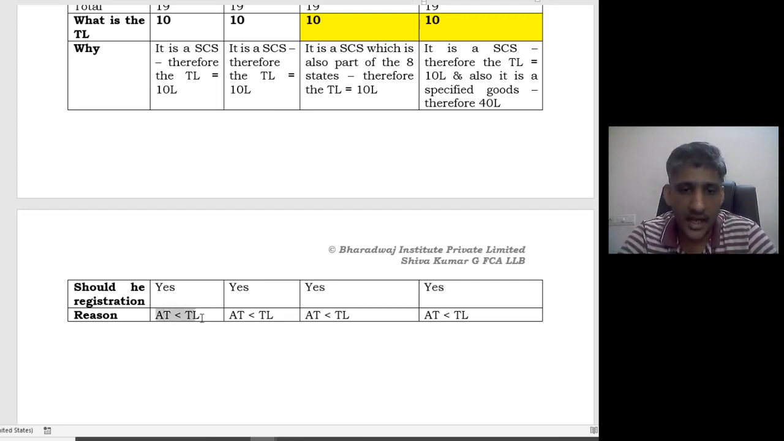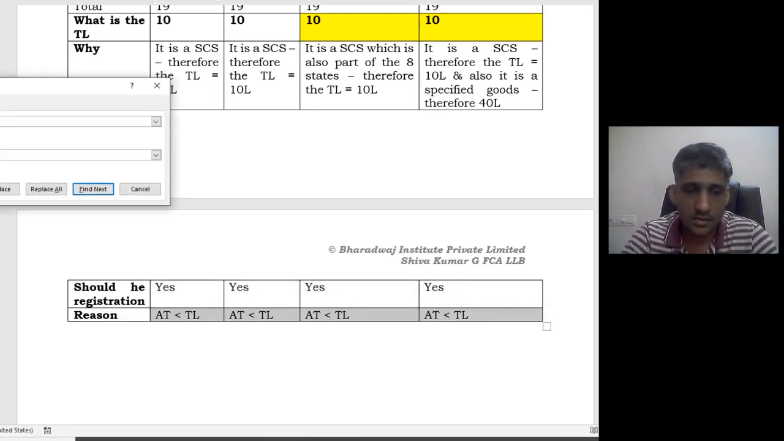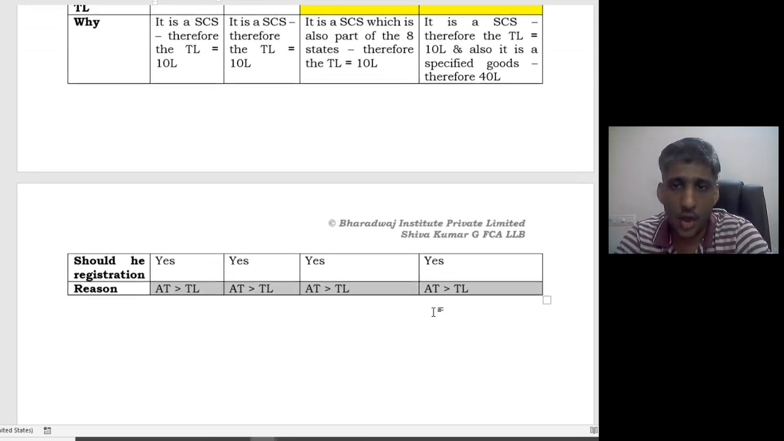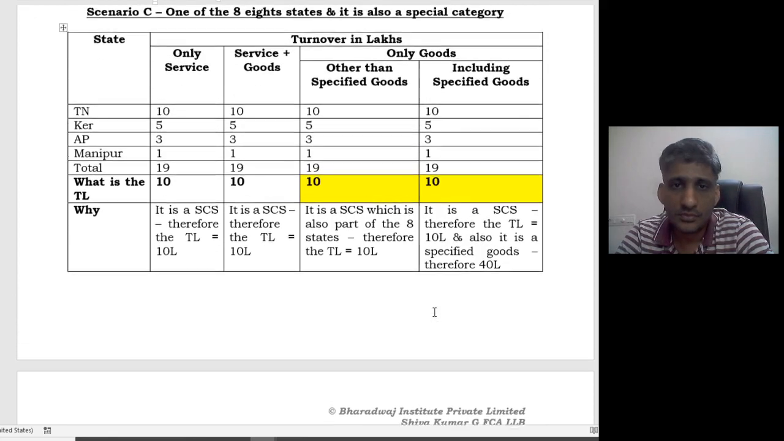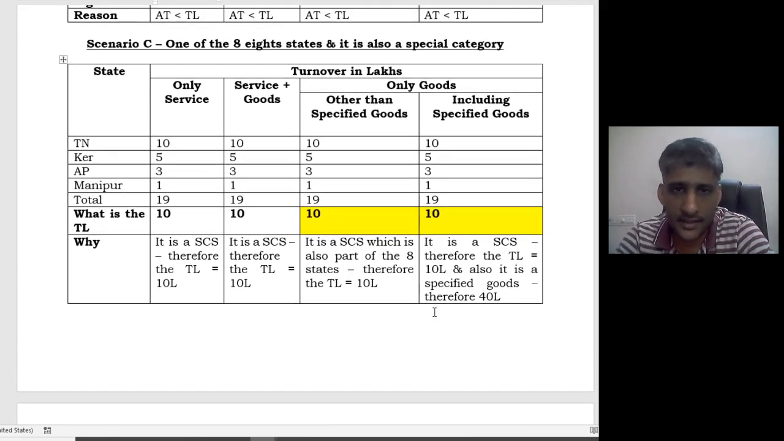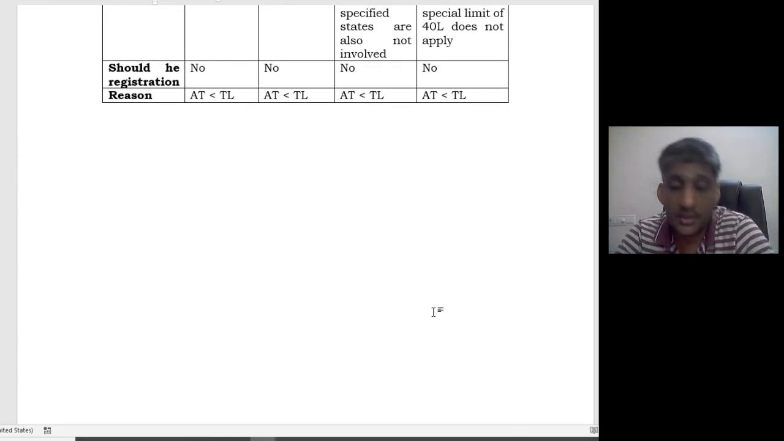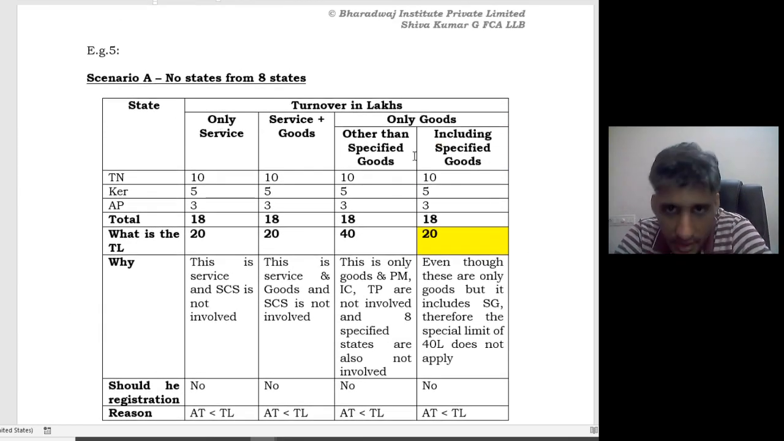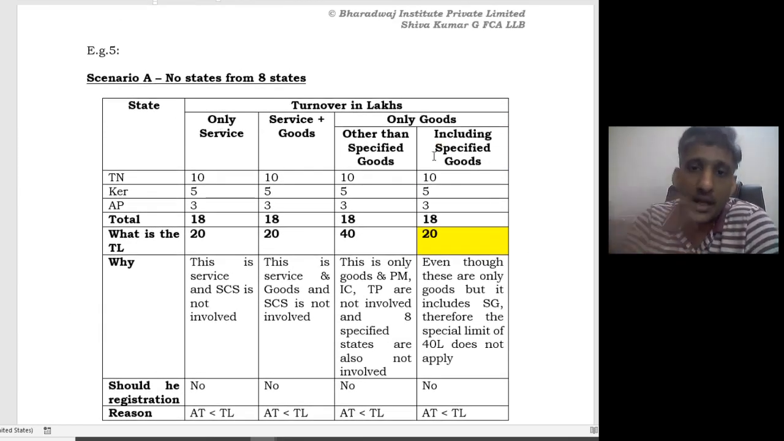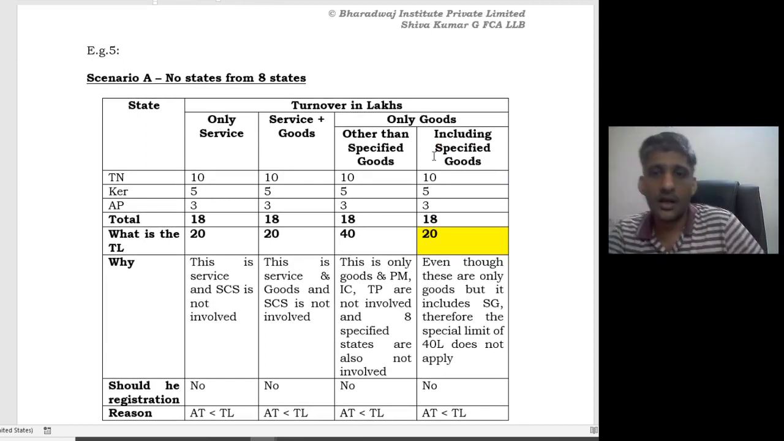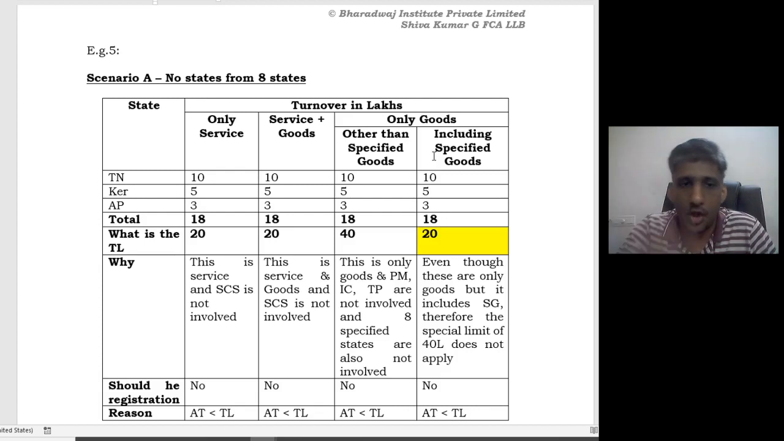Because the aggregate turnover is greater than the threshold limit. Okay, good. So these are scenarios A, B, C, 3 scenarios. In each scenario we have 4 sub scenarios, so totally we have seen 12 questions on how this 20 lakhs, 40 lakhs, 10 lakhs will work. Only service, only goods, and all scenarios.